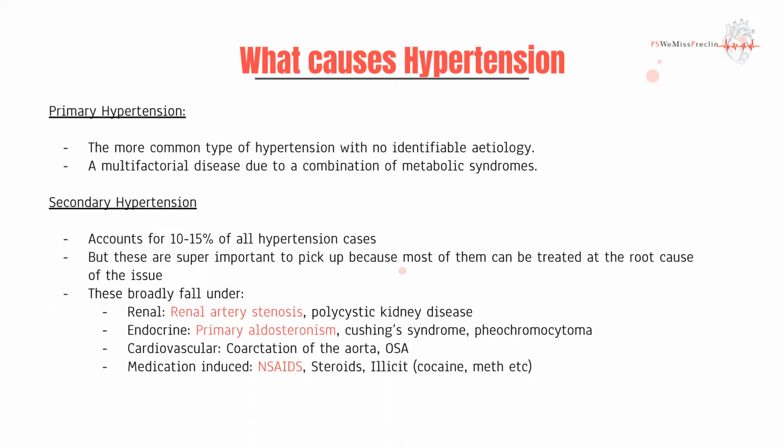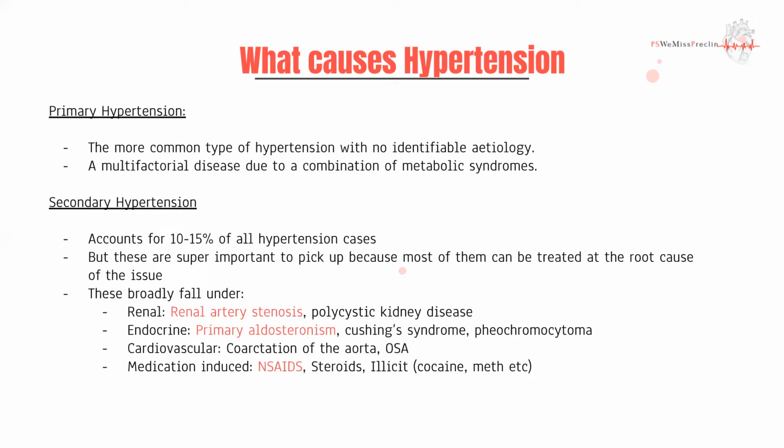These obviously include everything that fits under our metabolic syndromes. So high cholesterol, high BMI, waist circumference, body mass percentages, levels of activity, smoking history, family history, and so on. So it's really hard to give a straightforward answer.